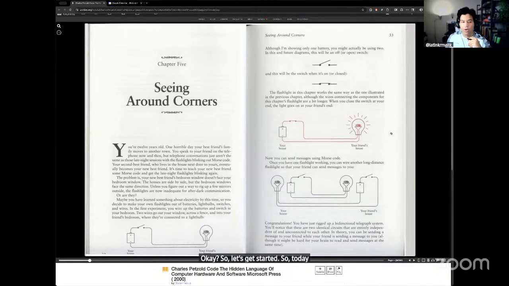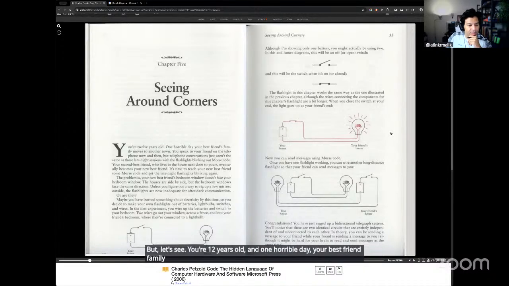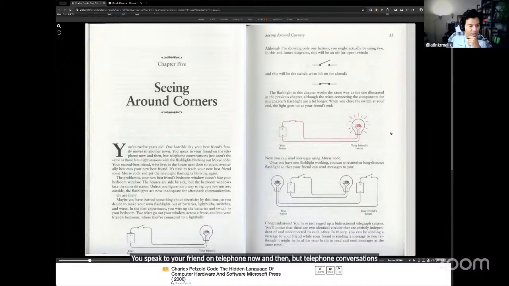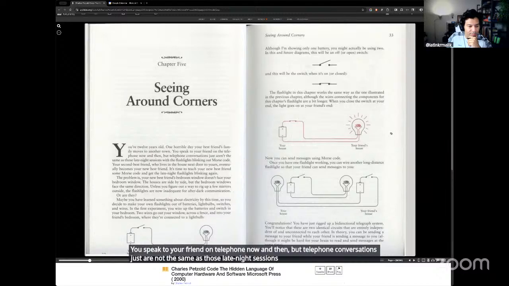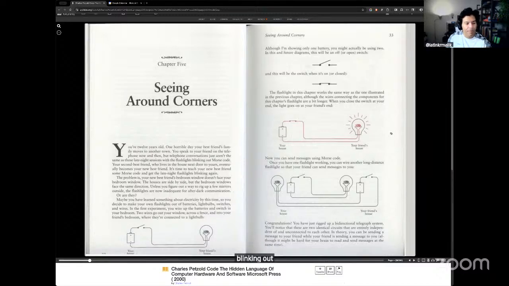Today we are going to talk about chapter 5. It's called Seeing Around Corners, which is a very interesting title if you think about it, because you actually cannot see around corners. But let's see. You're 12 years old, and one horrible day, your best friend's family moves to another town. You speak to your friend on the telephone now and then, but telephone conversations just are not the same as those late night sessions with the flashlight blinking out Morse code. Your second best friend, who lives in the house next door to yours, eventually becomes your new best friend. It's time to teach your new best friend some Morse code and get late night flashlight blinking again.